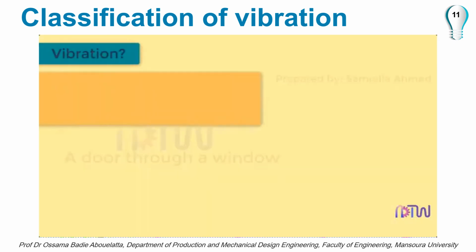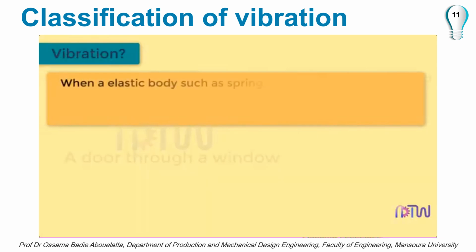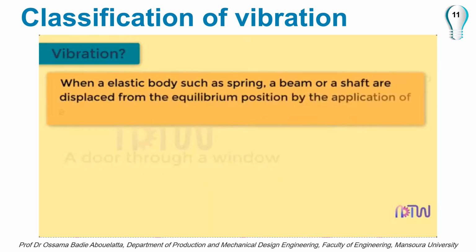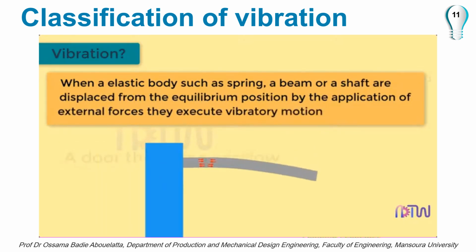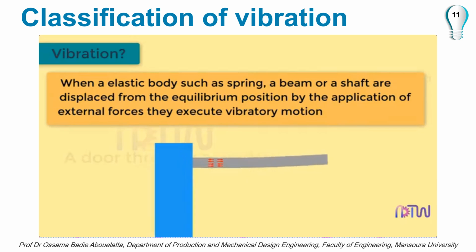What is vibration? When an elastic body such as a spring, a beam or a shaft is displaced from the equilibrium position by the application of external forces, it executes vibratory motion. When body particles are displaced by the application of external force, the internal force in the form of elastic energy present in the body tries to bring the body to its original position.